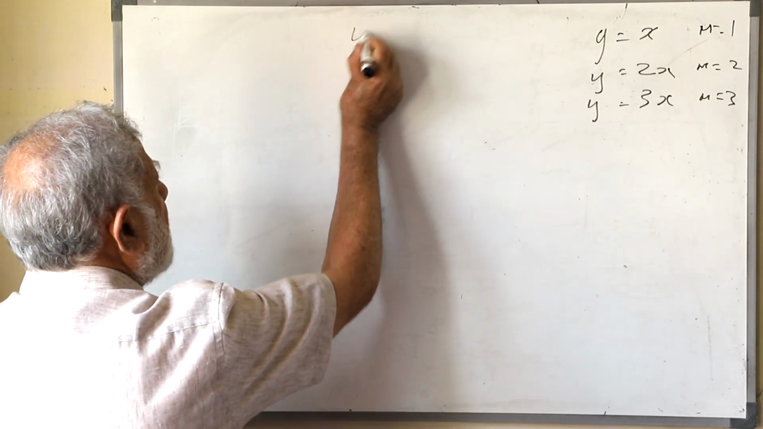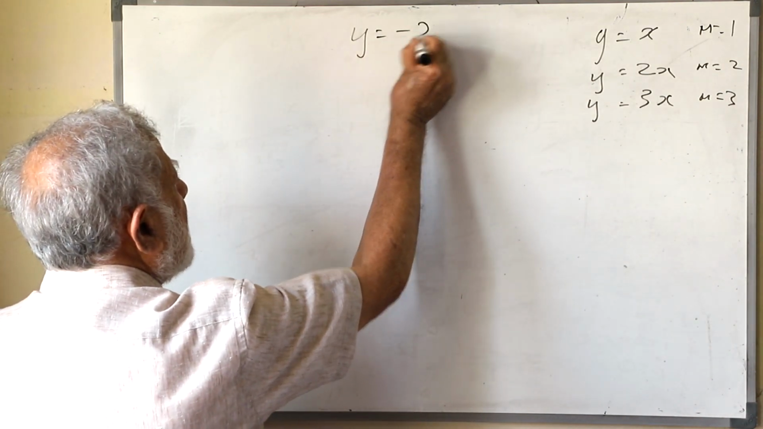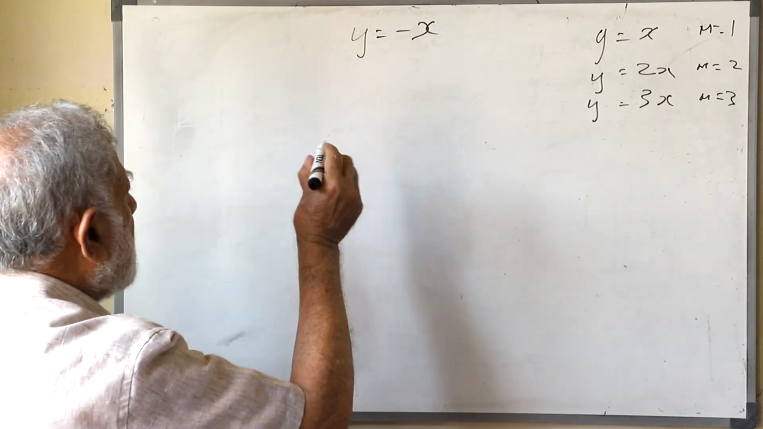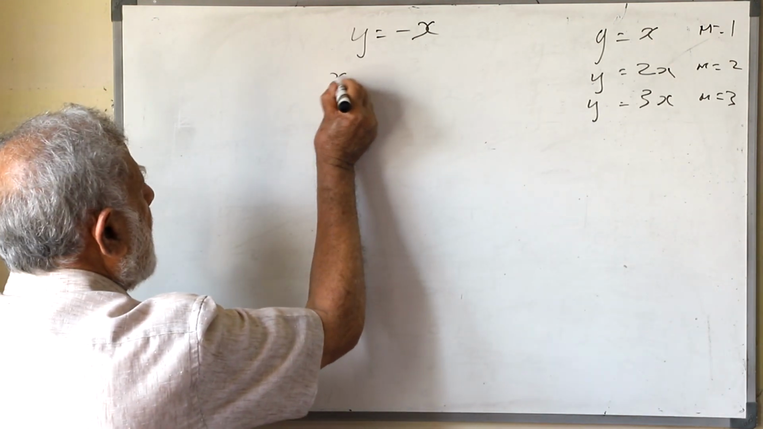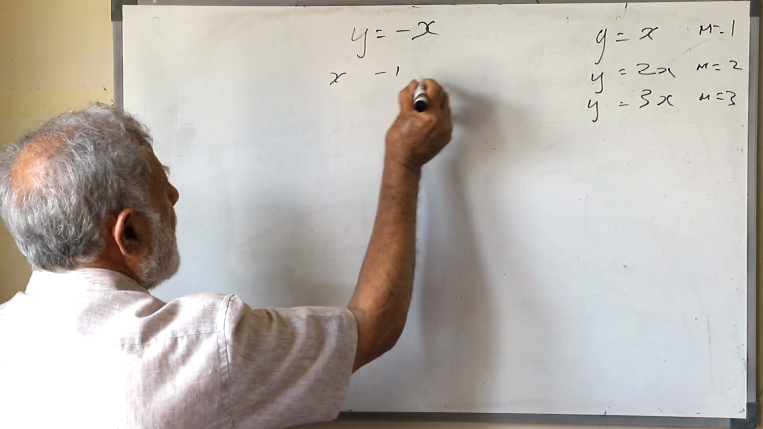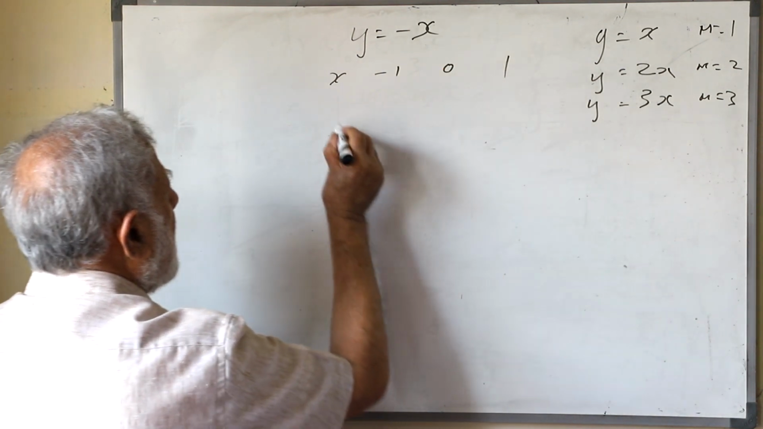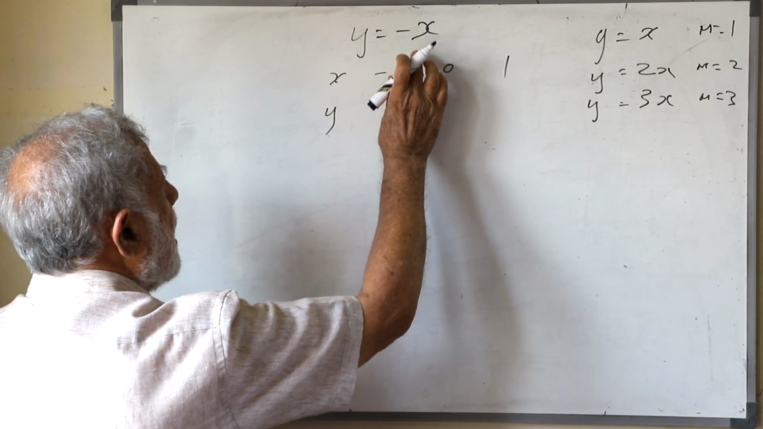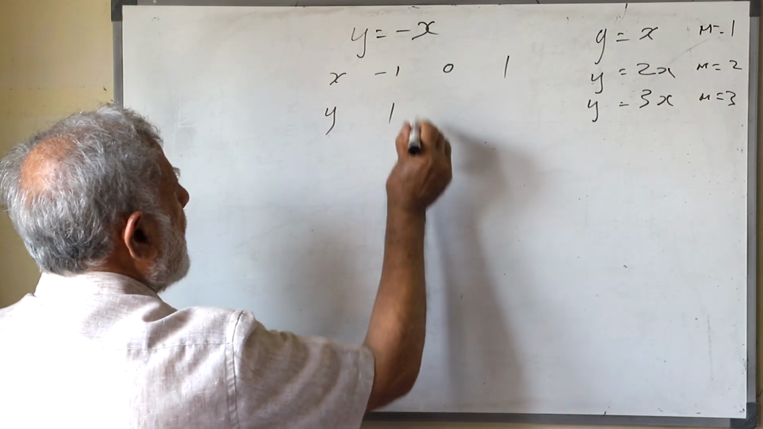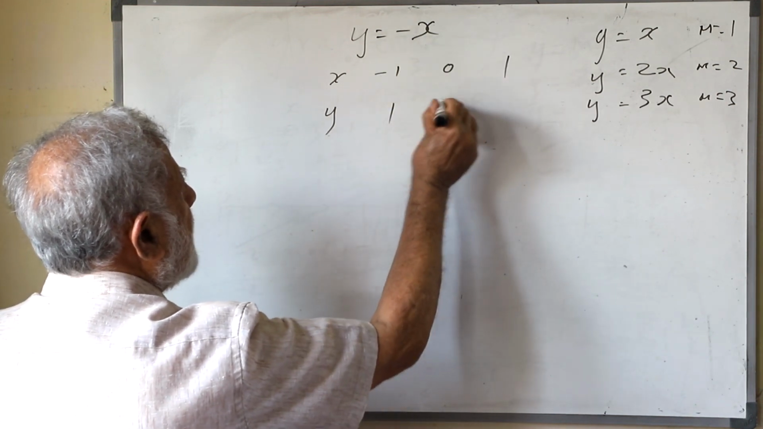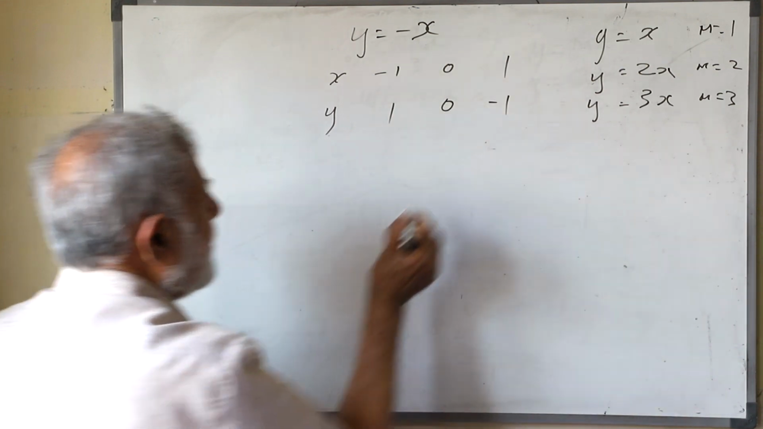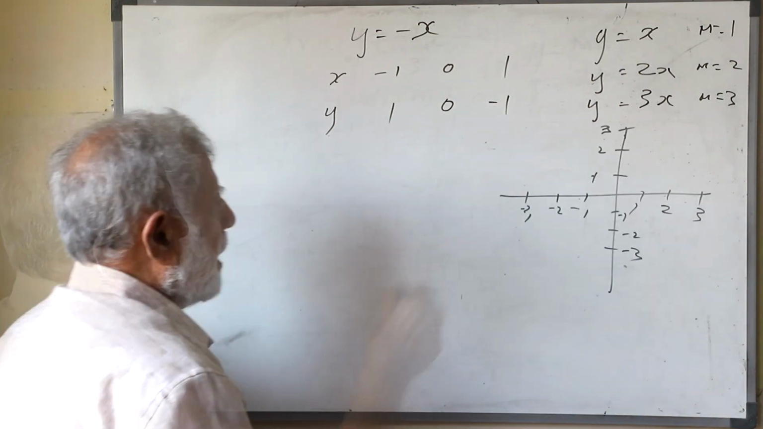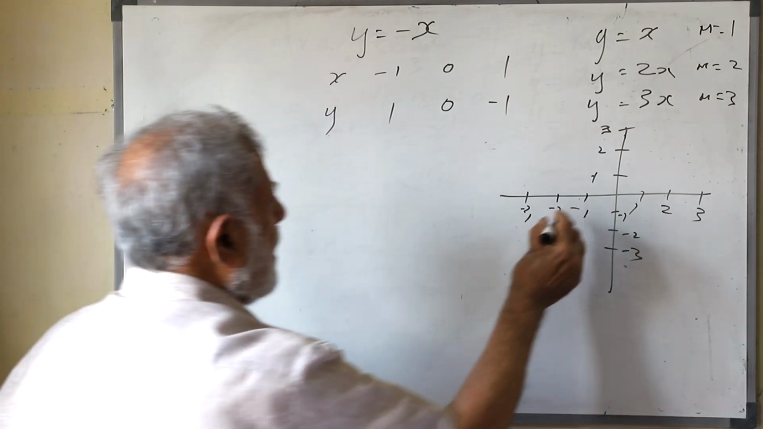We will take an equation, y is equal to minus x. So how will we draw a line for this? For x values we will take minus 1, 0, 1. For y values, when x is minus 1, minus times minus will be plus 1. Then for 0, 0. Then here it will be minus 1. So we will draw the graph for this. When it is minus 1, plus 1.